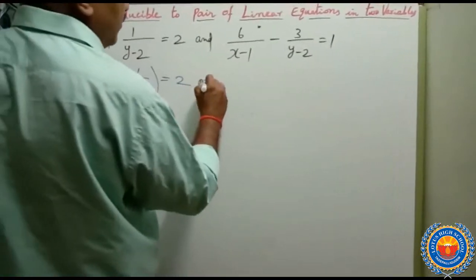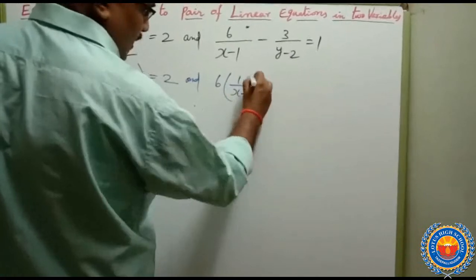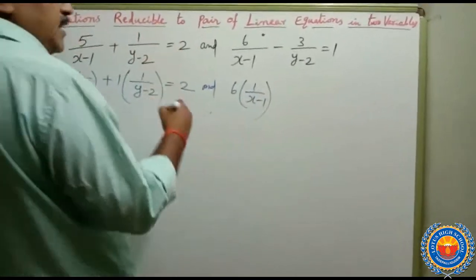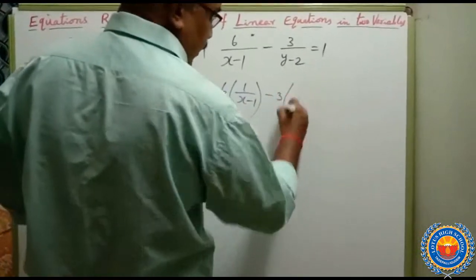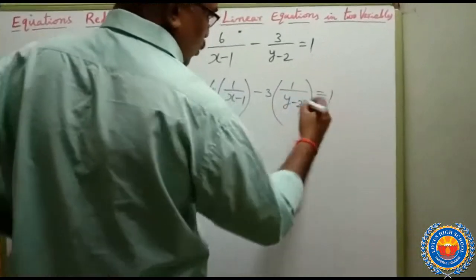Here 6 into 1 by x minus 1 is nothing but 6 by x minus 1. Minus 3 into 1 by y minus 2 is equal to 1.